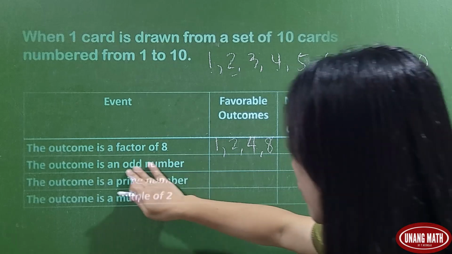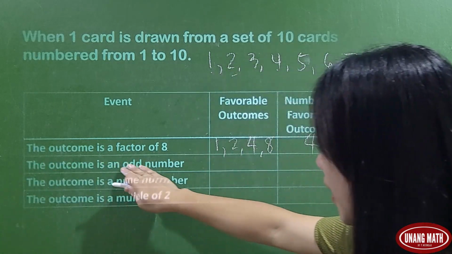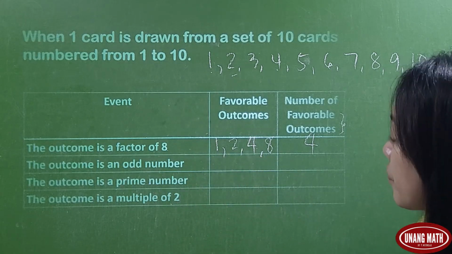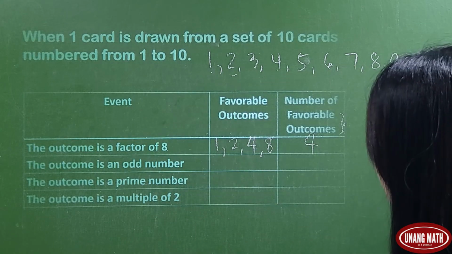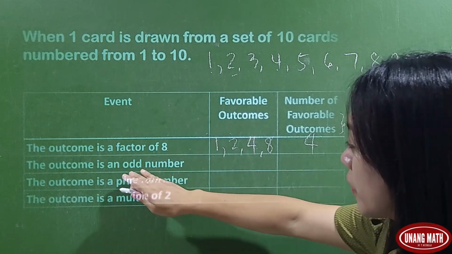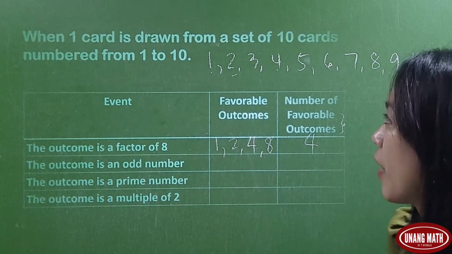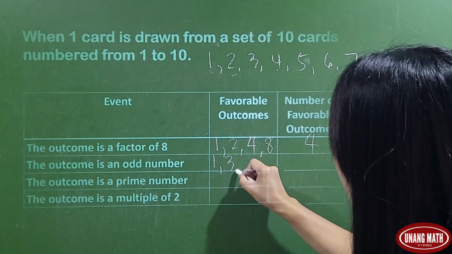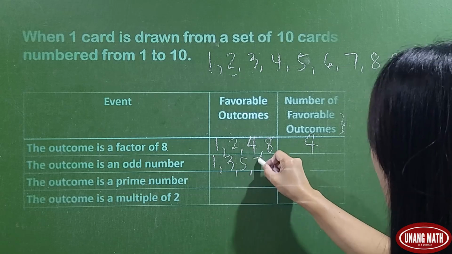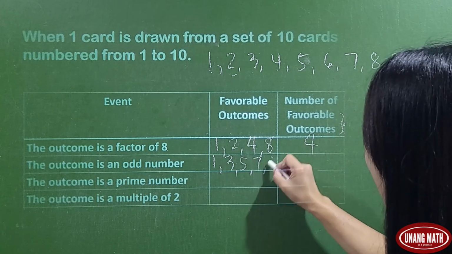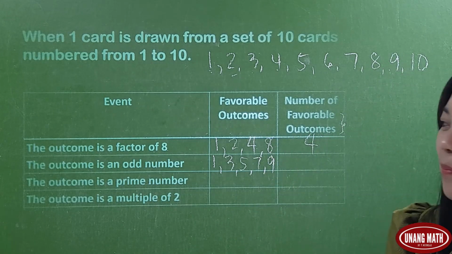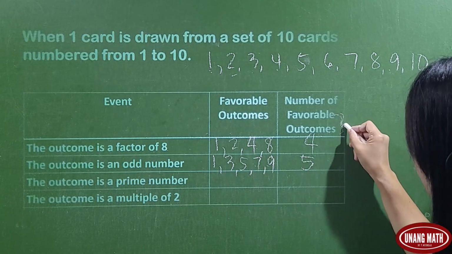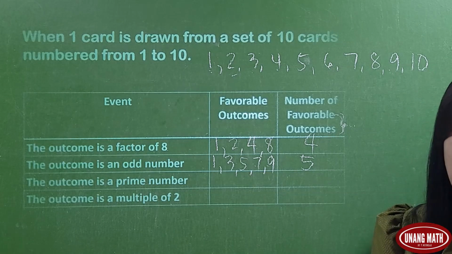Okay, moving on to the second event. According to this one, the outcome is an odd number. From this set of 10 cards, what are those odd numbers? We have 1, 3, 5, 7, and 9. So these are the odd numbers. We have 1, 2, 3, 4, 5, so we have 5 favorable outcomes.